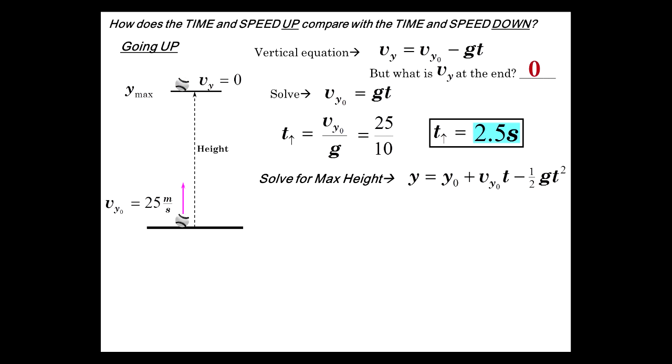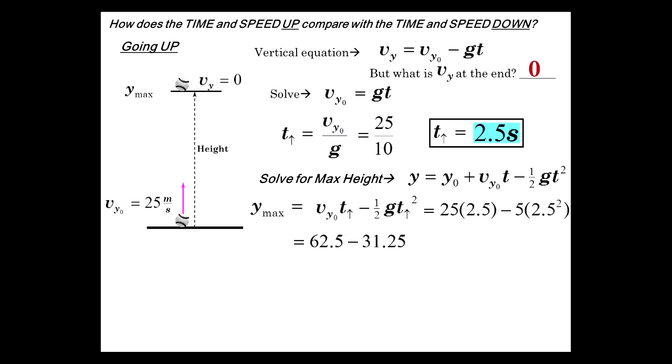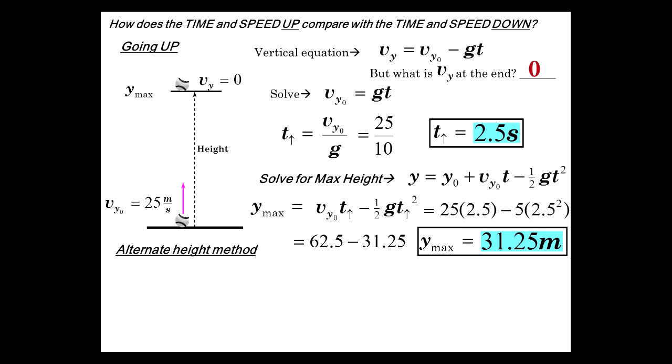So let's solve this for, see, what are we going to solve it for? We're going to solve it for this y. We're looking for y after 2.5 seconds, which is y max. So then it's, considering y0 is 0, Vy0 time up minus 1/2 g time up squared. So that's how I wrote this. That's 25 times 2.5 minus 1/2 g is 5 times 2.5 squared. Numbers, result. Y max, 31.25 meters. So that's the top of its flight. That's actually really pretty high up, but that's beside the point.